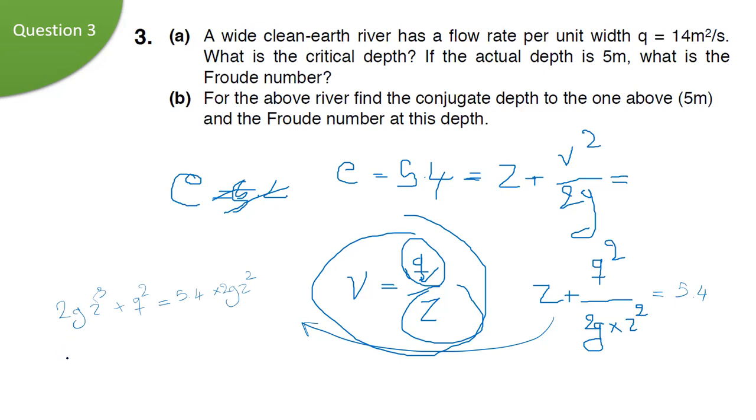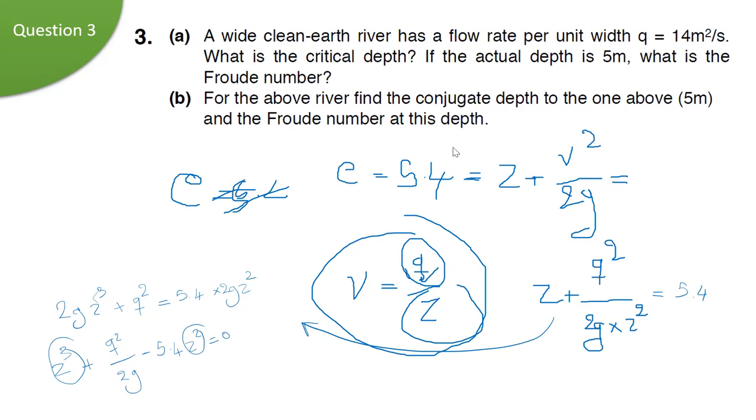So you can solve this equation now. We have Z squared and Z cubed, and we can solve this equation in the way that I told you. Is it clear now?